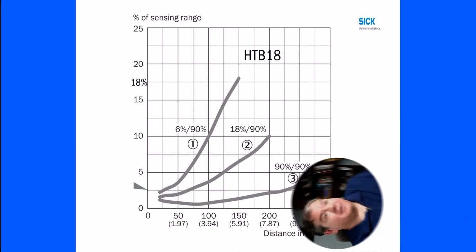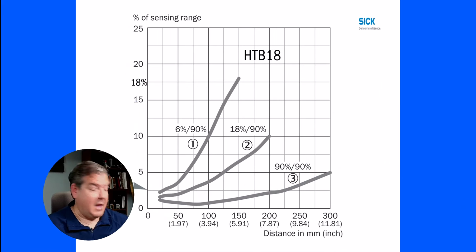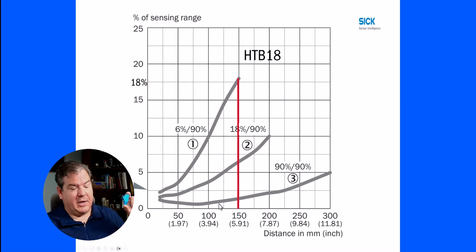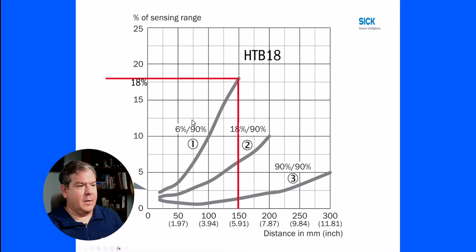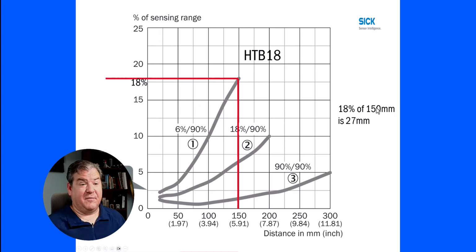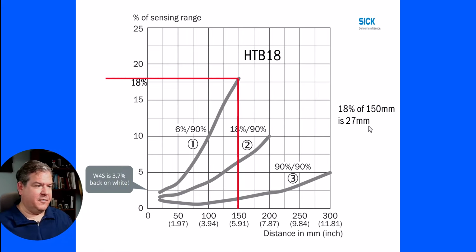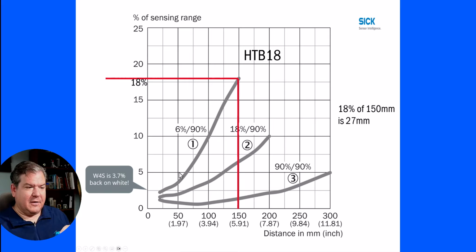So how does this compare to the HTB18 we were just looking at? If we look at 150 millimeters away, we need to be 18% away. The background needs to be 18% away. 18% of 150 millimeters is 27 millimeters. So instead of 5.5 millimeters, it's 27. And if I look inversely and ask what percentage of the sensing range the W4 would be, that's 3.7. So you can see the flatter this line is as it goes out, the better the sensor.